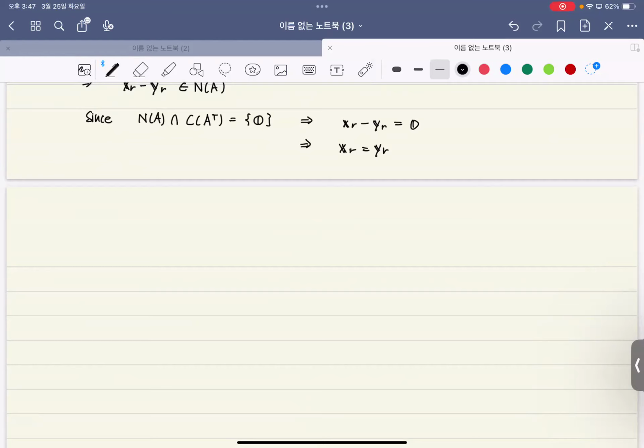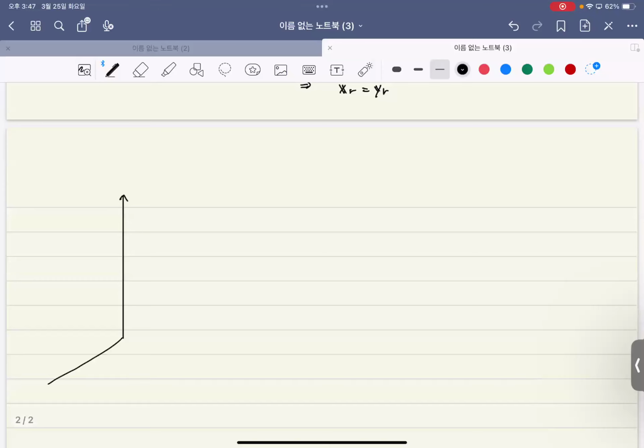So this is a little schematic picture that explains the entire situation.